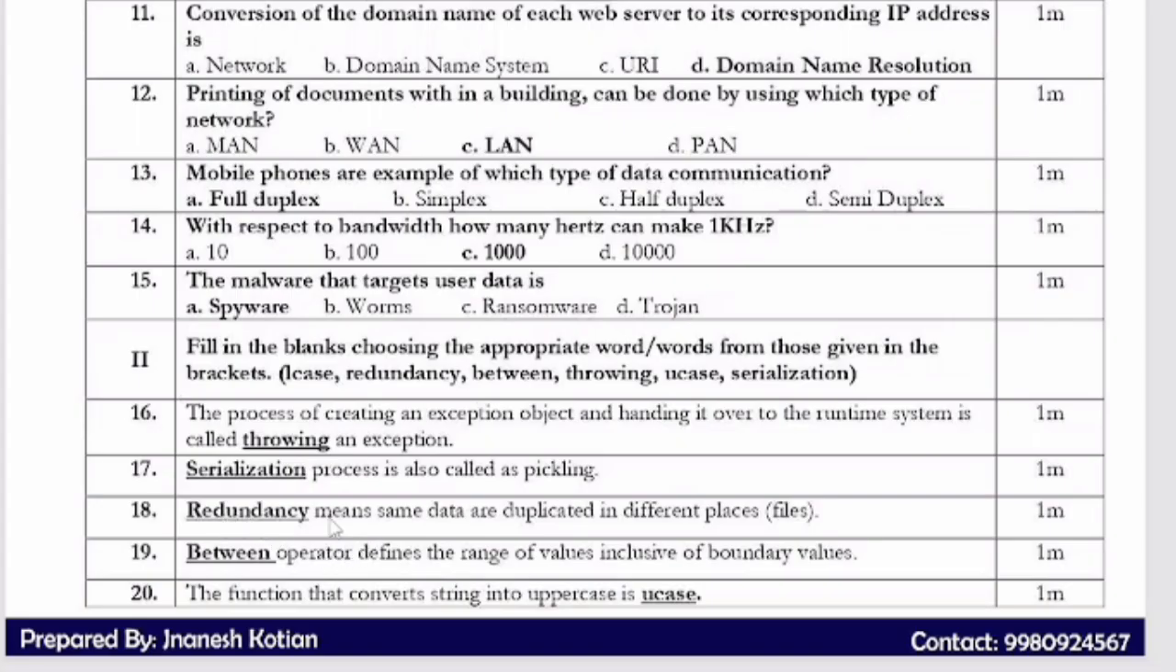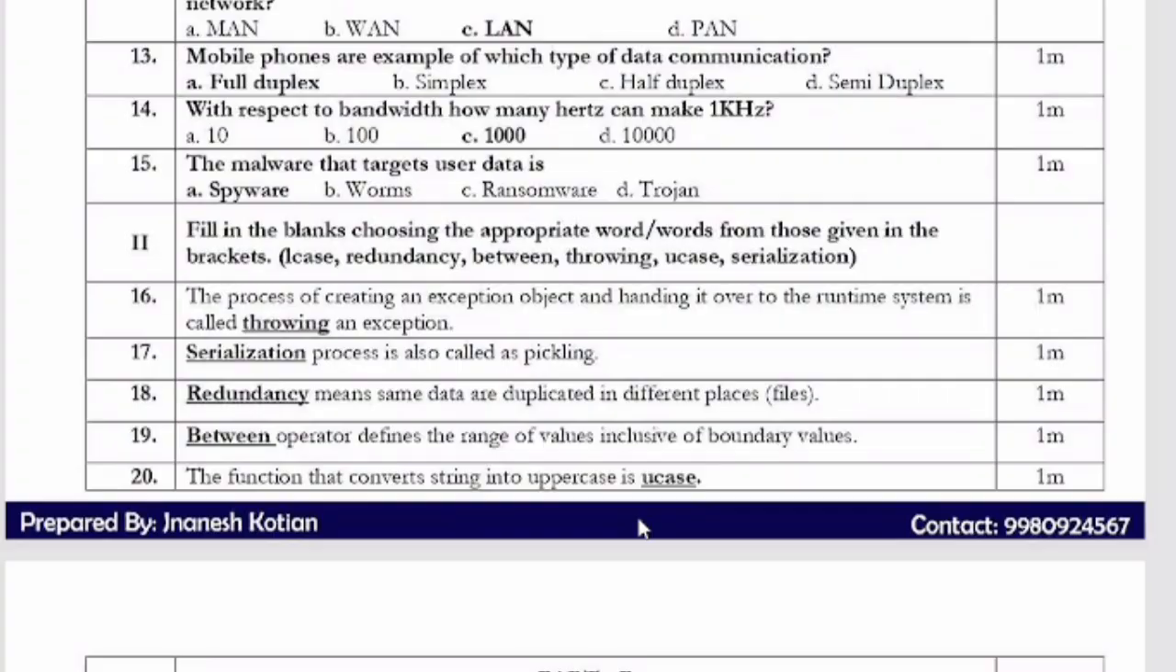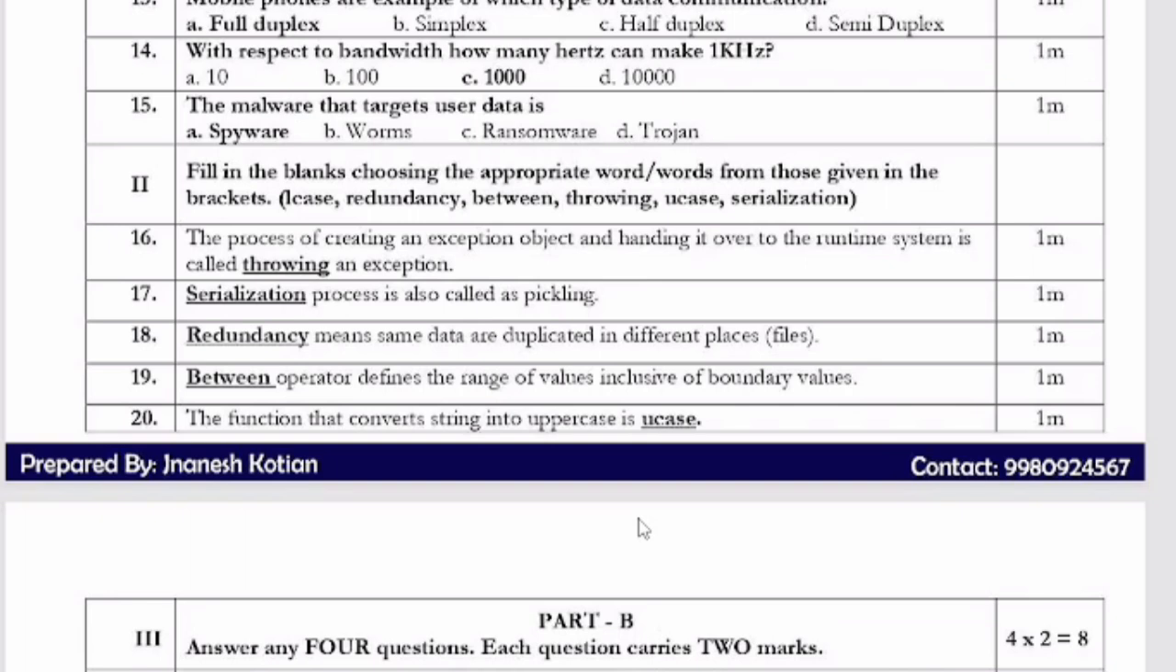And the 18th one: dash means the same data is duplicated in different places, that is redundancy. If you are good enough in databases, you can understand the characteristics of a database. Redundancy is a very powerful disadvantage of files, where we try to remove the duplicates.